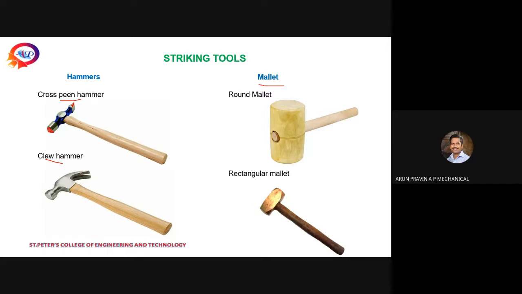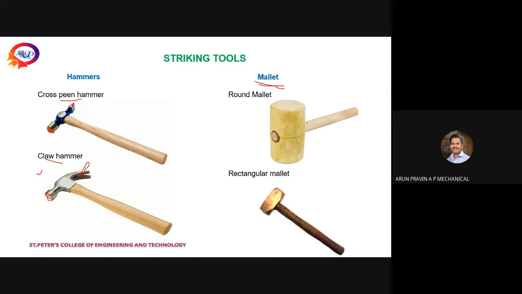Then the claw edge is for removing nails and everything, we have some clamp. On another side we have one striking face. This is the general hammer. So we all use these things at home and everywhere. Yeah. Then this is the mallet.